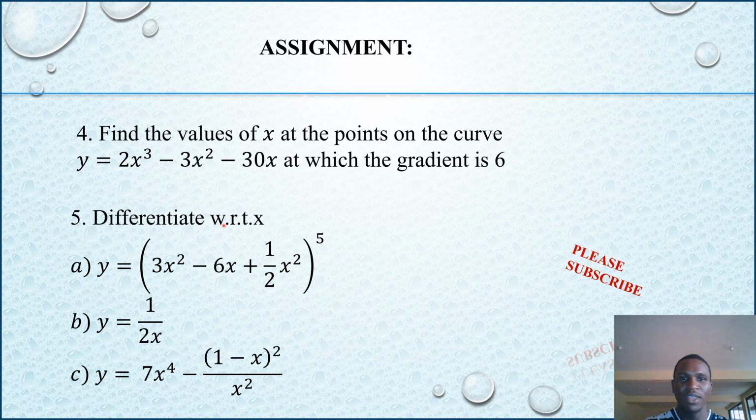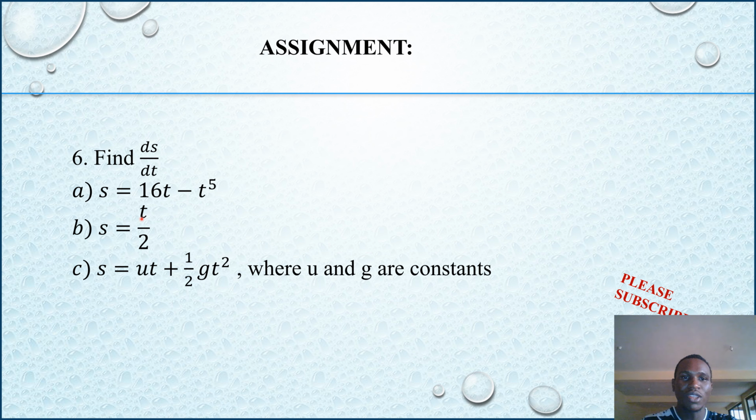Now 5, differentiate with respect to x the following functions. I want you to apply the techniques that I gave you, the techniques that we have just seen. If you don't understand, go and review. Watch the video again several times and get the concept wherever you don't understand, feel free to ask questions. And the last question, you have to differentiate this, and that's the end of it.